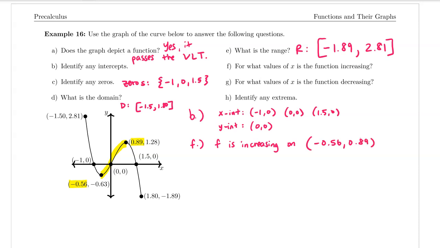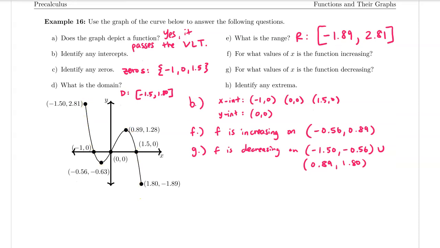0.89. Then for part G, for what values of x is the function decreasing? So we can write f is decreasing on the intervals. So now let's go ahead and highlight where they're decreasing. We're starting here, and then it's going down from there to there, but it's also going down from here to here. So I'm going to need two separate intervals combined with a union. So f is decreasing on the interval from -1.50 to -0.56 union 0.89 to 1.80.